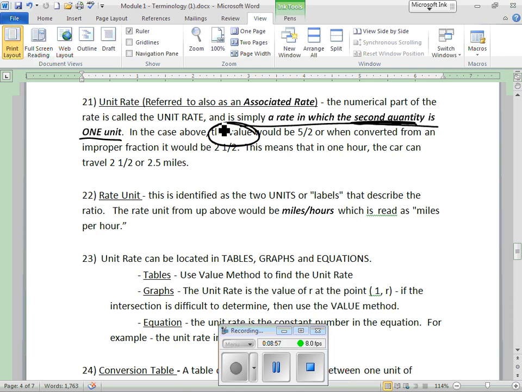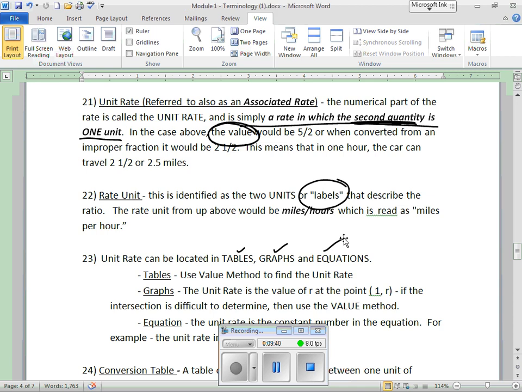Okay? The last term for today is rate unit. So highlight rate unit. This is identified as the 2 units or labels. So basically miles per hour, miles per gallon. So it's the labels, the quantities that are being compared. So when we make our key and we put the 2 words on top, you're saying, what are the 2 things? The 2 things, that's your rate unit. And unit rate will be in tables, graphs, and equations, which we're going to look at some more today.